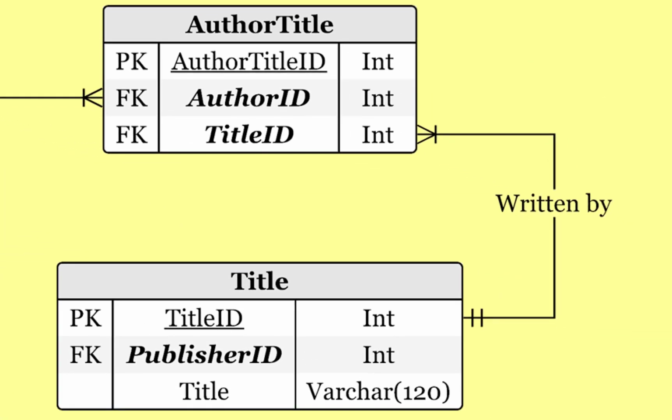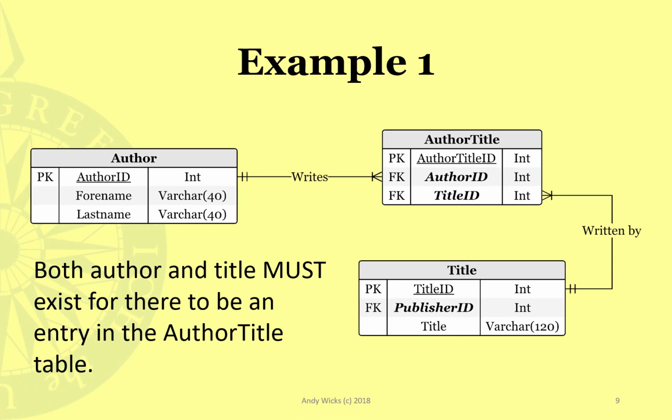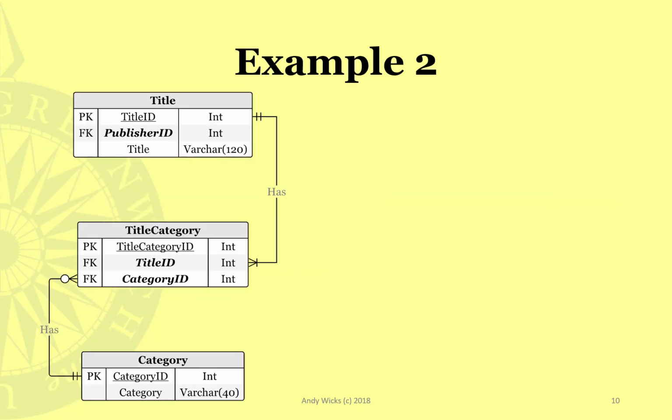And in the same way, we have title to author-title. There must be at least one title, and there must be at least one entry in author-title for that relationship to exist. So we can say both author and title must exist for there to be an entity in the author-title table. Now what about this second example?